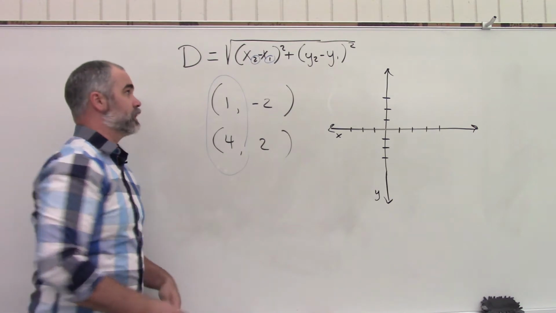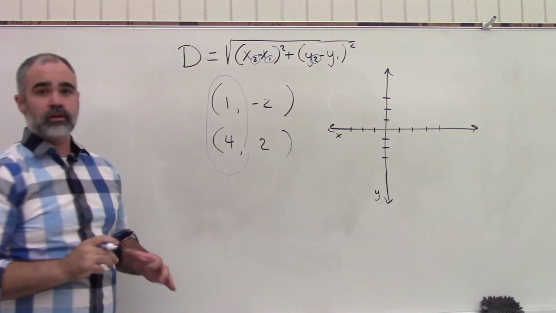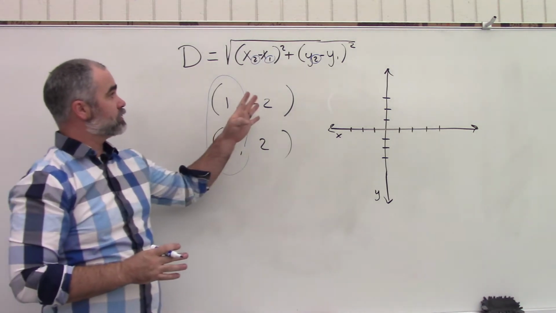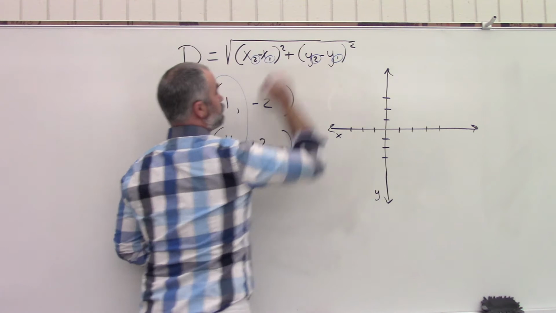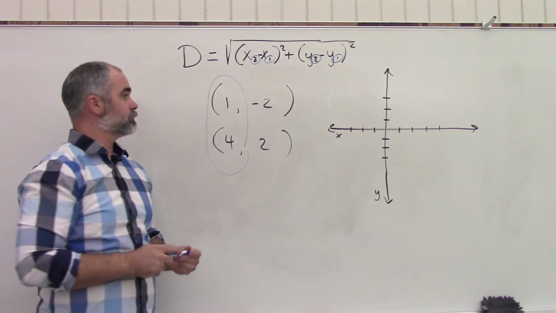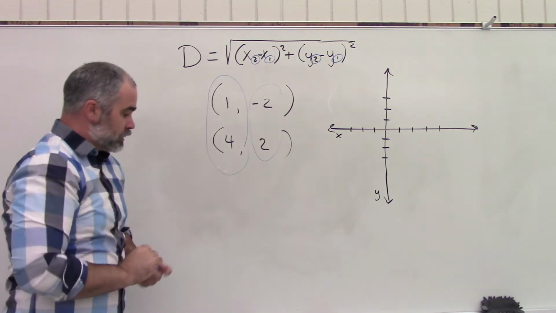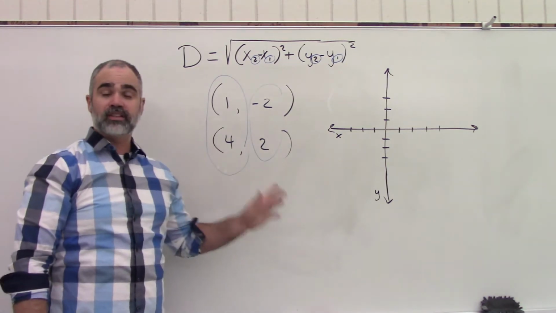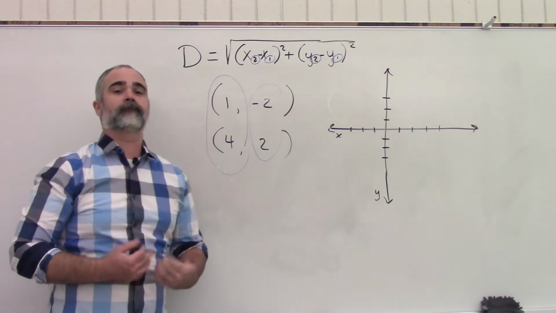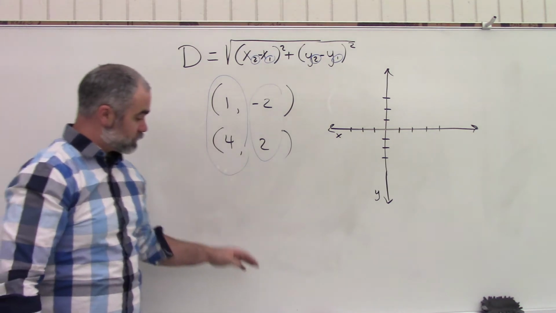The y2 here is the second y point. The y1 is the first y point. So that's these guys here. So a question I often get is, okay, which one's the second x point and which one's the first x point? And that's one of the reasons this formula gets difficult.